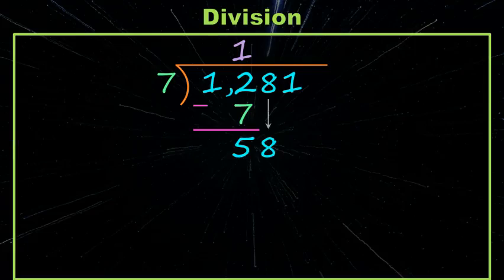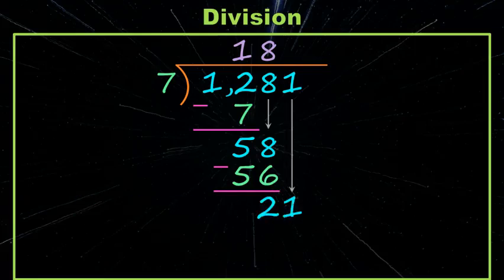Great. Now, we want to know, does 7 go into 58? Sure it does. How many times? Well, that's one of our favorite multiplication facts. That's 7 times 8, which gives us 56. And that goes under our 58, and then we subtract. 58 minus 56 gives us 2.